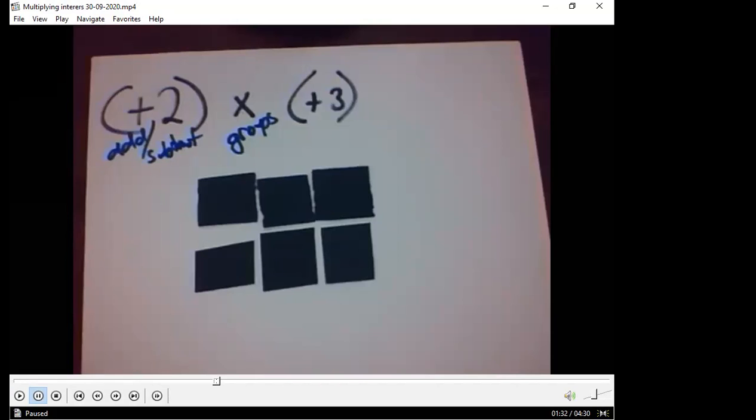Again, how can we translate the question? Add 2 groups consisting of positive 3. Let me give you another question. If I want to make 3 multiplied by 4, this means what? If I want to translate it.